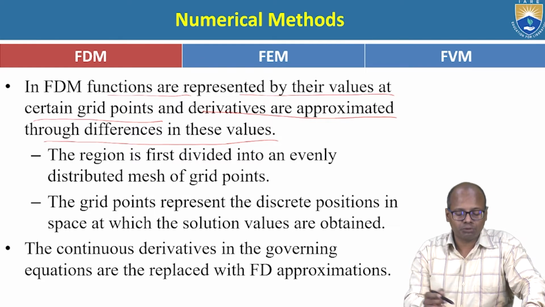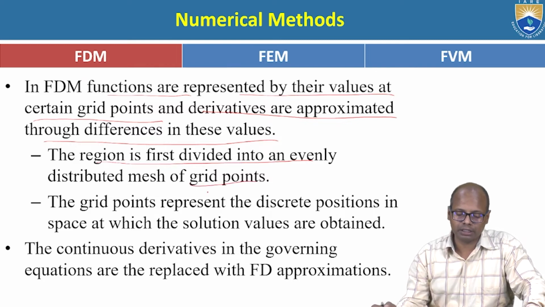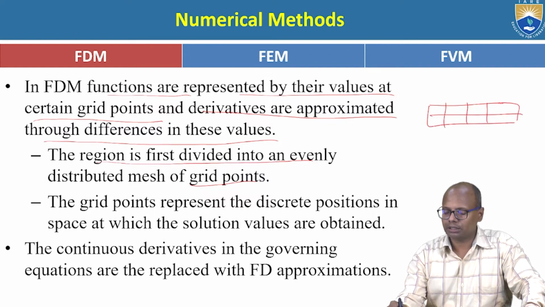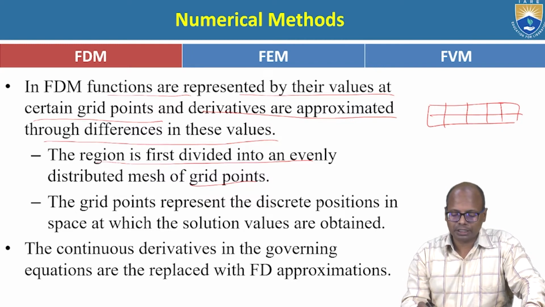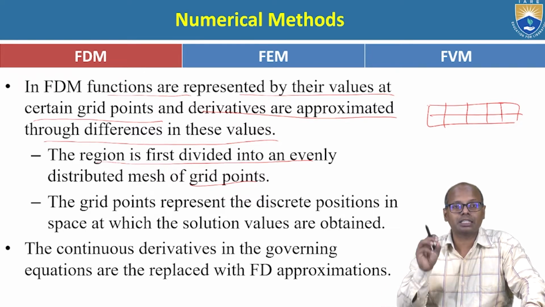So what do we do first? First we divide the grid into equal pieces, equal points, and these are called the grid points. Equally distributed grids, as I have already discussed. The grid points represent the discrete positions in space at which the solution values are obtained. So these grid points are representing the space, some x and y values.